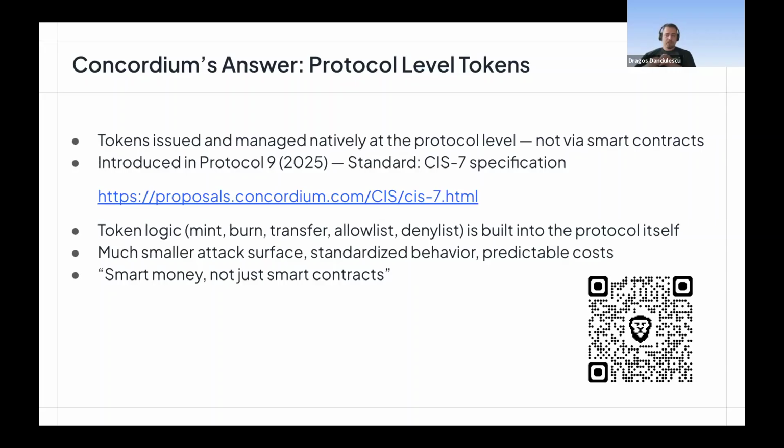Now, the cool bit about this is that all token logic is built into the protocol itself. This means that there is a much smaller attack surface. An attacker wouldn't have to just find an edge case in a single smart contract; he would have to actually break the entire protocol itself. This also means that there is standardized behavior throughout. All tokens issued on chain have a single unique identifier and they all act in the same way. It also leads to predictable costs. The goal of this is to, in the end, have smart money, not just smart contracts.